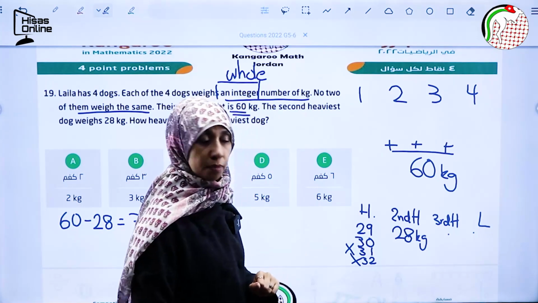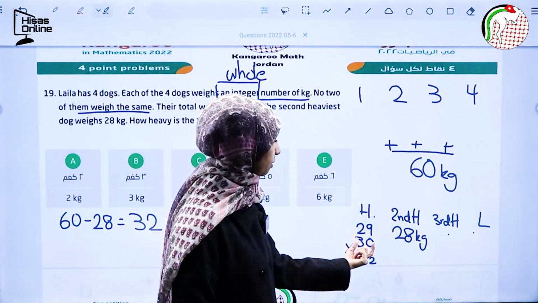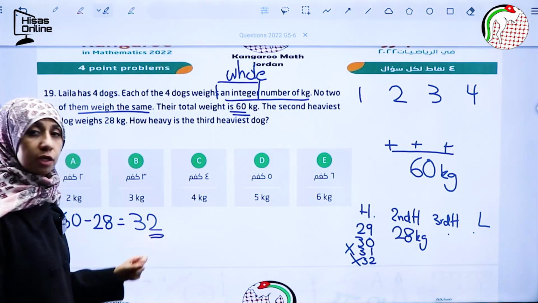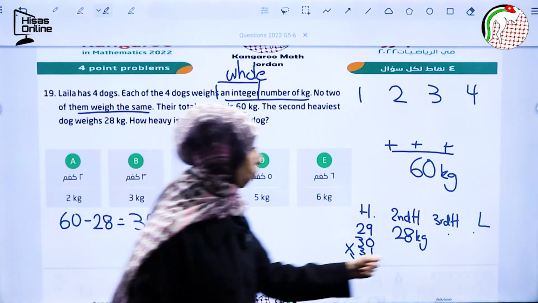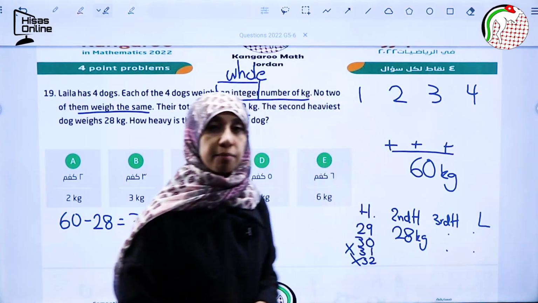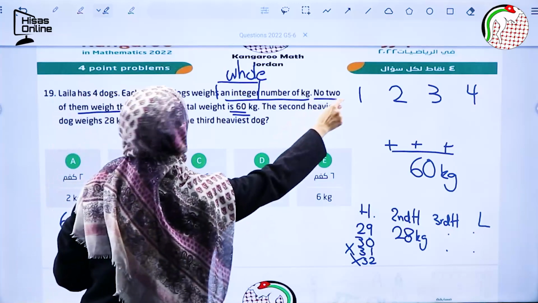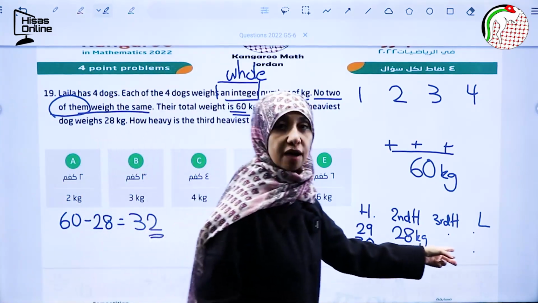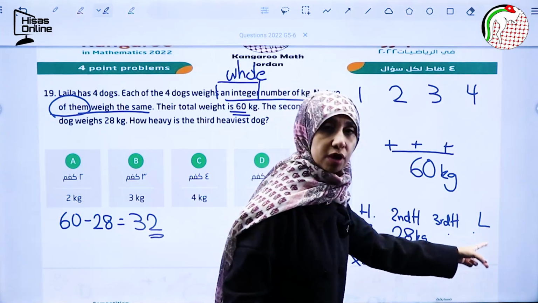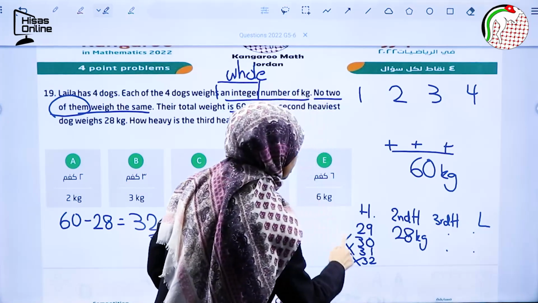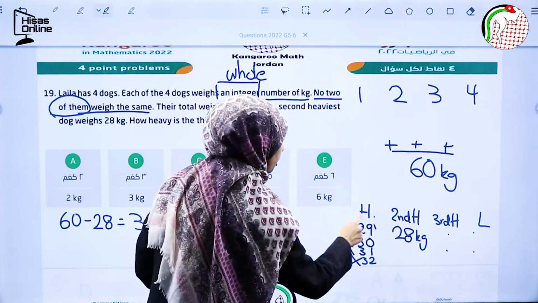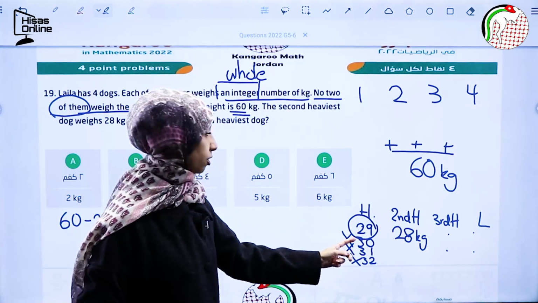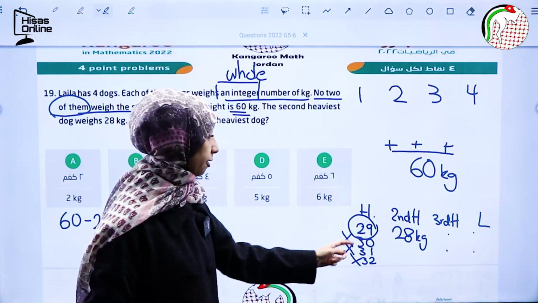Now 30. If this is 30, I will have 2 kilograms left. That means 1 and 1. But they said that no two of them weigh the same. So they can't have the same weight, 1 kilogram and 1 kilogram. So 30 is not acceptable. 29 is the suitable number for the heaviest dog.